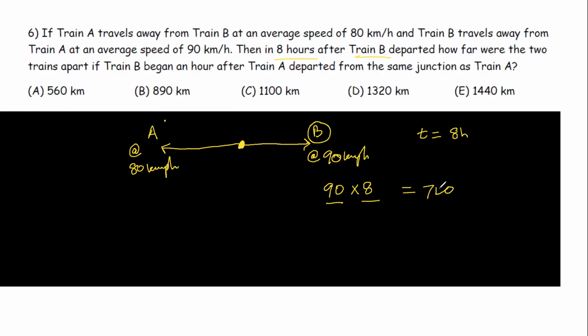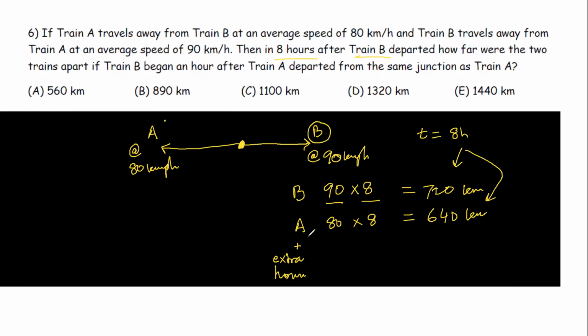90 into 8. Distance is speed into time. So 720 kilometers traveled by B in 8 hours, and for A it will be 80 into 8, 640 kilometers in 8 hours. That is in 8 hours, okay? But remember, A has also traveled an extra hour. How? Because train B departed an hour after train A departed.